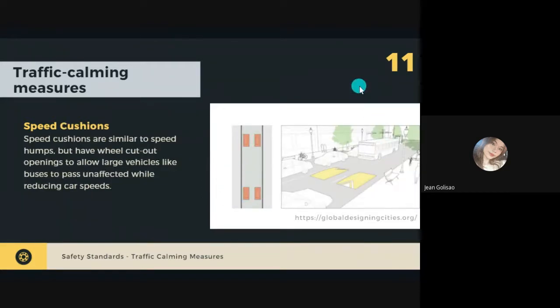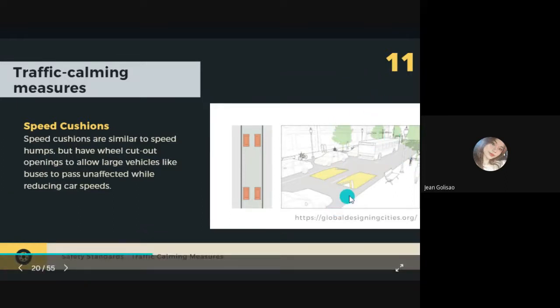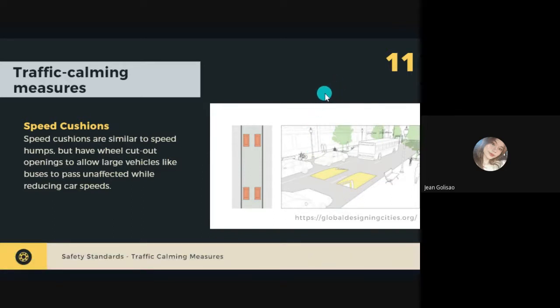Next, we have speed cushions. These are similar to speed humps, but have wheel cut-out openings to allow large vehicles like buses to pass unaffected while reducing car speeds. As you can see in the picture, the speed cushions are much narrower in width, and the wheels of the buses and motorized vehicles remain in the flat area or the sides of the cushions, especially those vehicles which have really wide dimensions. Smaller cars usually just pass through the curvature.